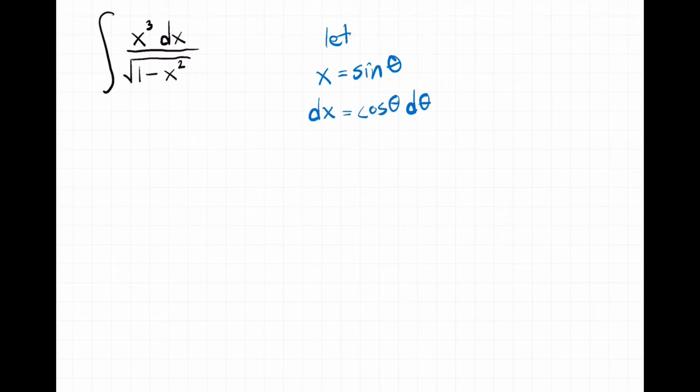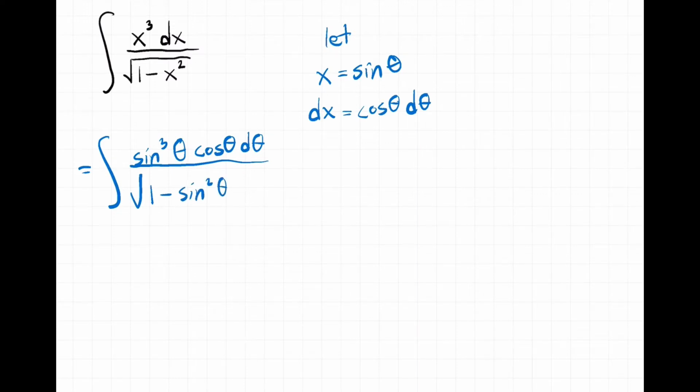But let's try it. This integral equals the integral of, well, x cubed. x is sine theta, so I can say sine cubed theta. Now dx is equal to cosine theta d theta, so I'll put that there, cosine theta d theta. And we are dividing by the square root of 1 minus x squared, but x is sine theta, so we'll put sine squared theta in here. We now have a brand new integral that is entirely in terms of this new variable theta. And we're ready to use whatever tools and techniques we can think of to solve this.